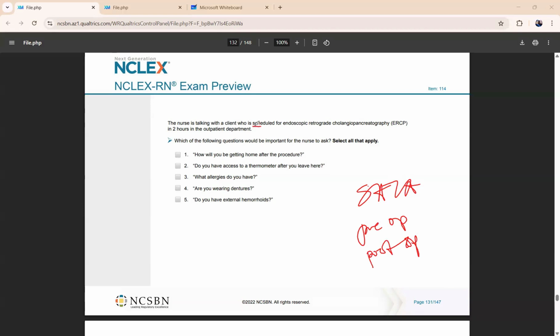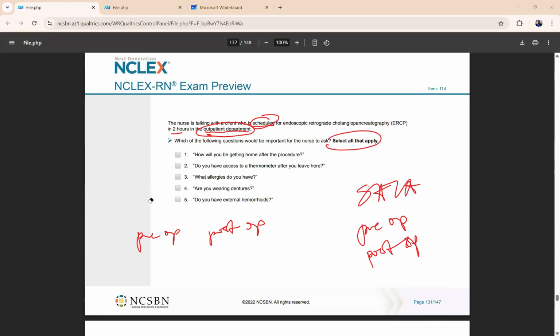It said the patient is scheduled for the surgery in 2 hours in the outpatient department. Now, what this question is trying to say is that this patient is scheduled for the surgery, and immediately they are done with the surgery, they can leave. They don't need to stay in the unit. So the NCLEX is trying to test you on pre-op because right now they are just scheduled, and when they are leaving, post-op, and most likely they do this in a select or apply question.